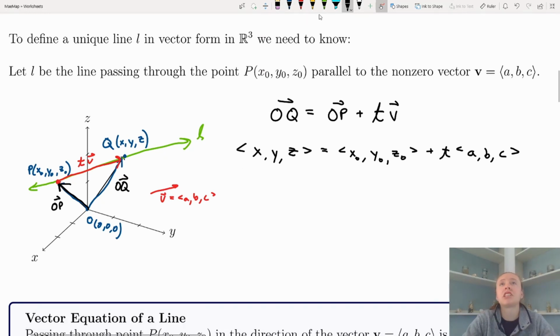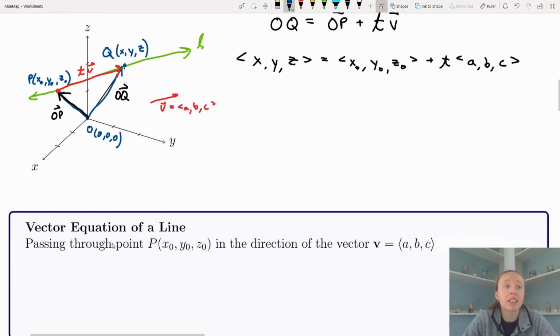So you can see that if I changed my point Q up and slid it down on my line L, then I would just have a different t, a different scalar that would be multiplied by my vector v. So this would be the only thing that changes depending on where my point is on my line. And that's what makes it a vector equation for that line. The only thing that's changing is that t variable, and that's giving me all the other points on my line.